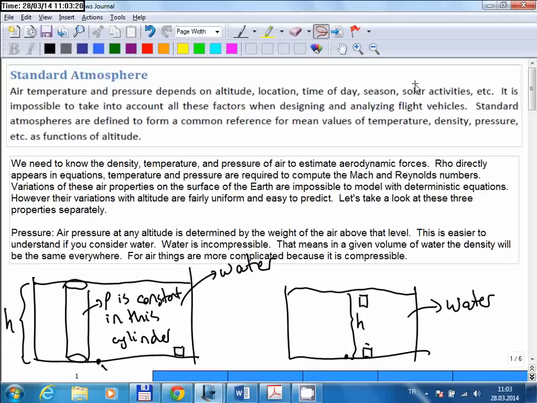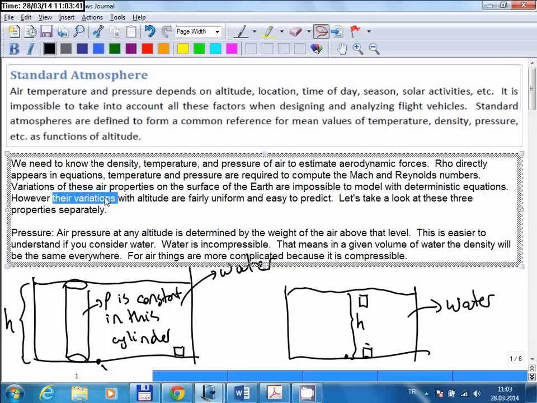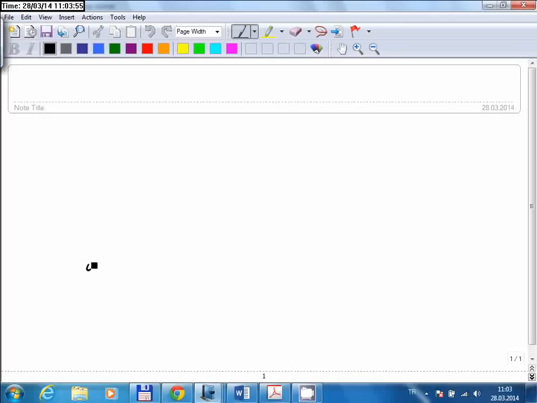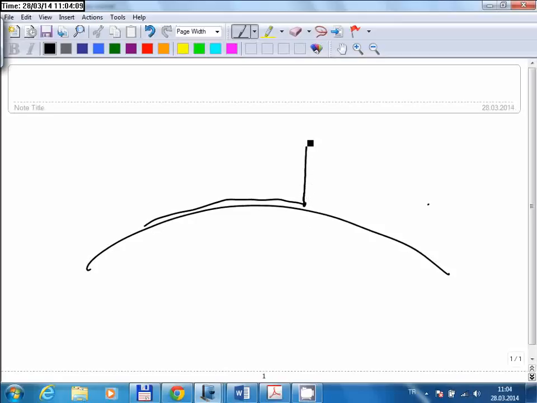So what we do is, whereas most of these factors are not easy or even impossible to predict, the variation of these properties, most importantly the air density, with altitude is fairly uniform and it's easy to predict. So what I'm saying is, if this is the Earth's surface, I can't exactly tell how air density changes on the surface of the Earth. The changes with the altitude are much more predictable.